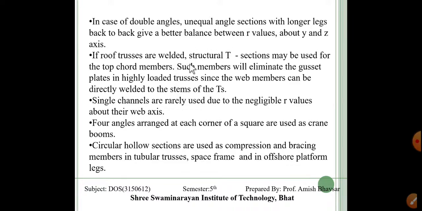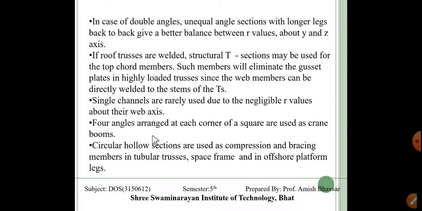If roof trusses are welded, a structural T section may be used for the top chord member. Such members eliminate the gusset plate in highly loaded trusses, since the web members can be directly welded to the stem of the T. Single channels are rarely used due to negligible r value about their web axis.